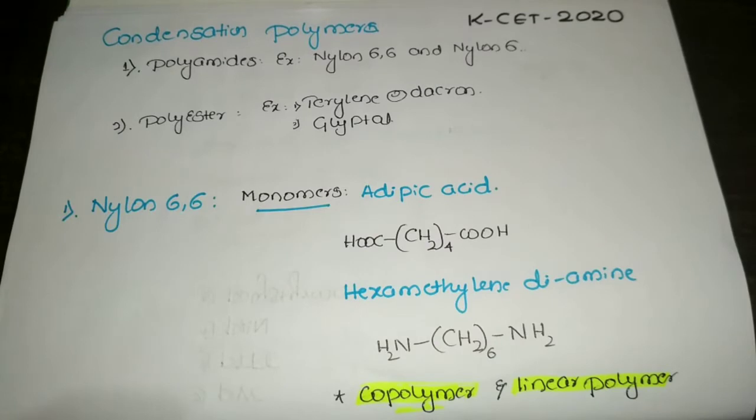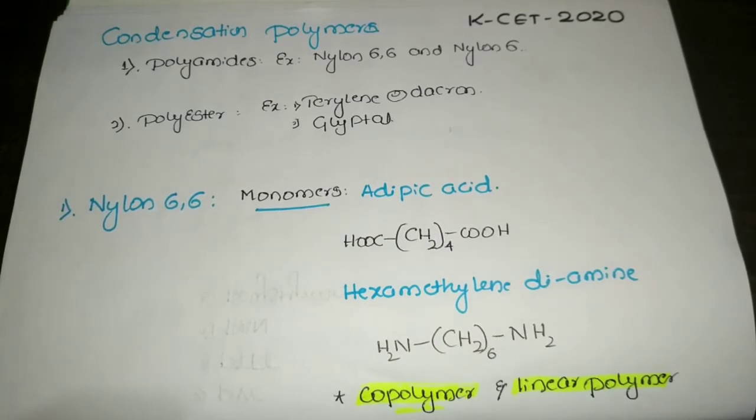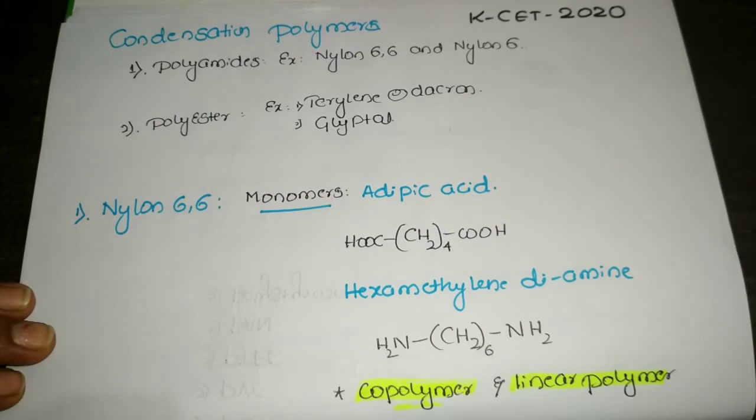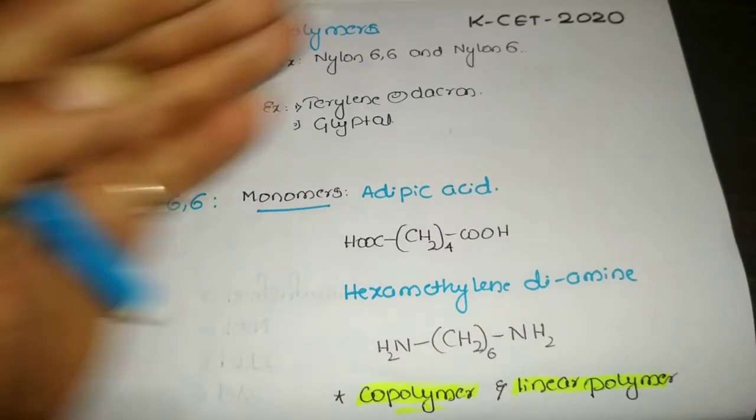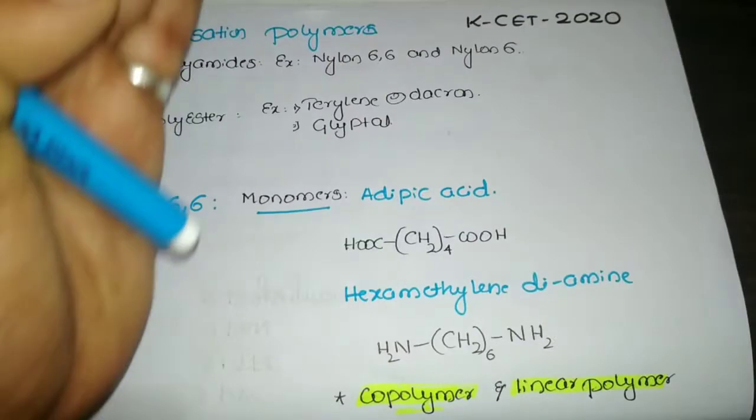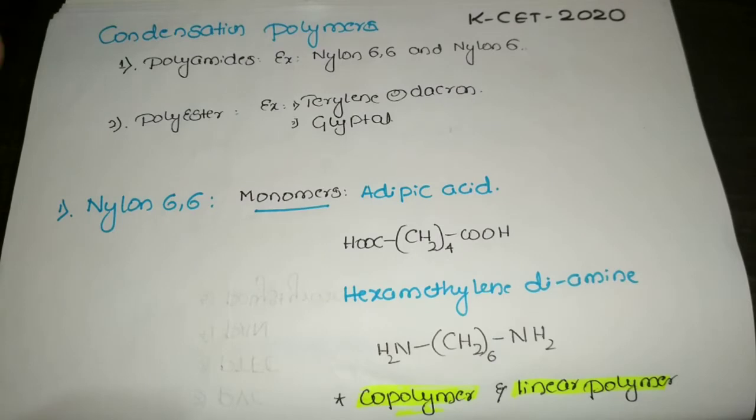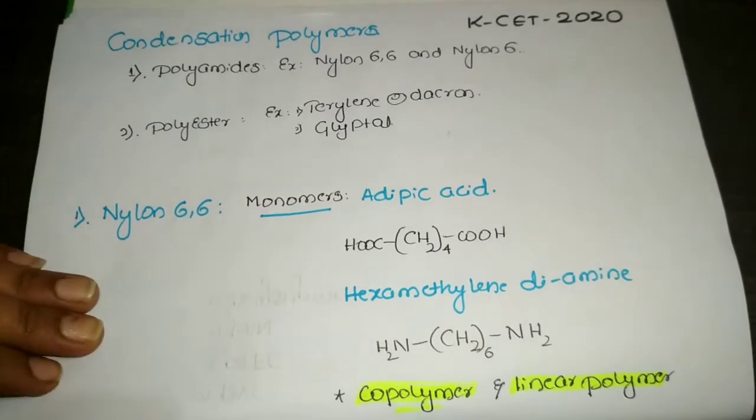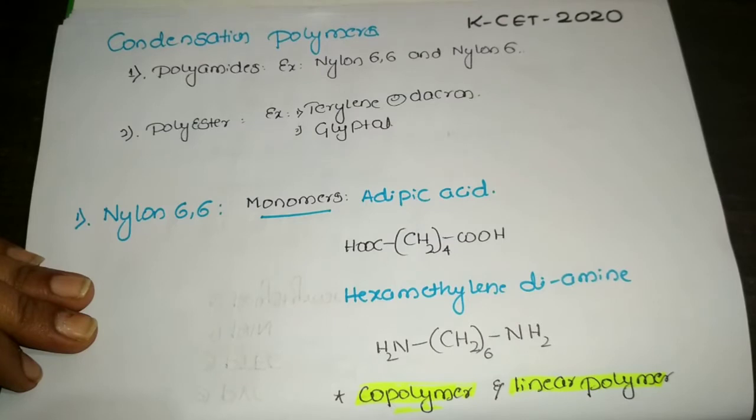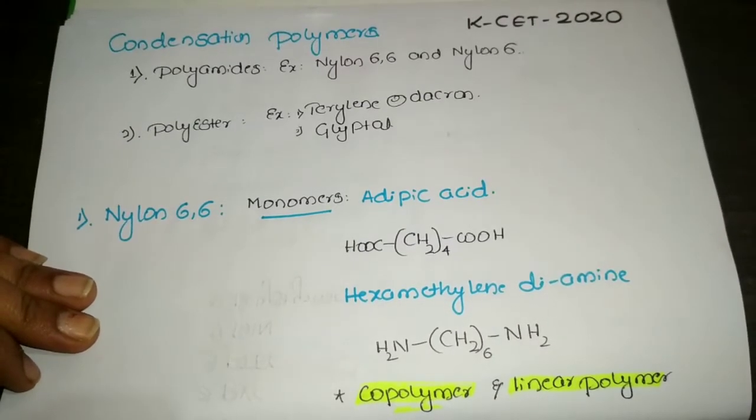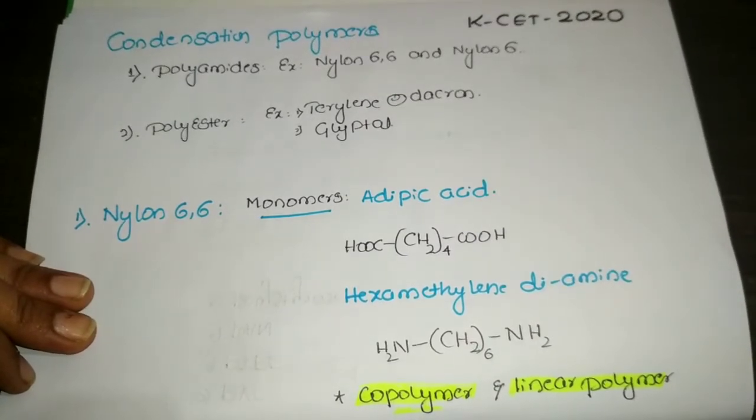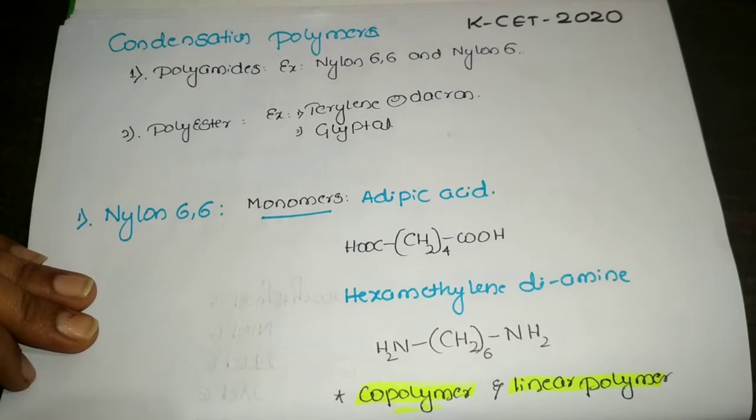Condensation polymers are nothing but what? When different monomers undergo polymerization, bonding one unit with another, along with the formation of the polymer some byproduct will be formed, like a water molecule, HCl or ammonia. That process is known as condensation polymerization. Here we can study the condensation polymers under two headings: one is polyamide, one more is polyester.